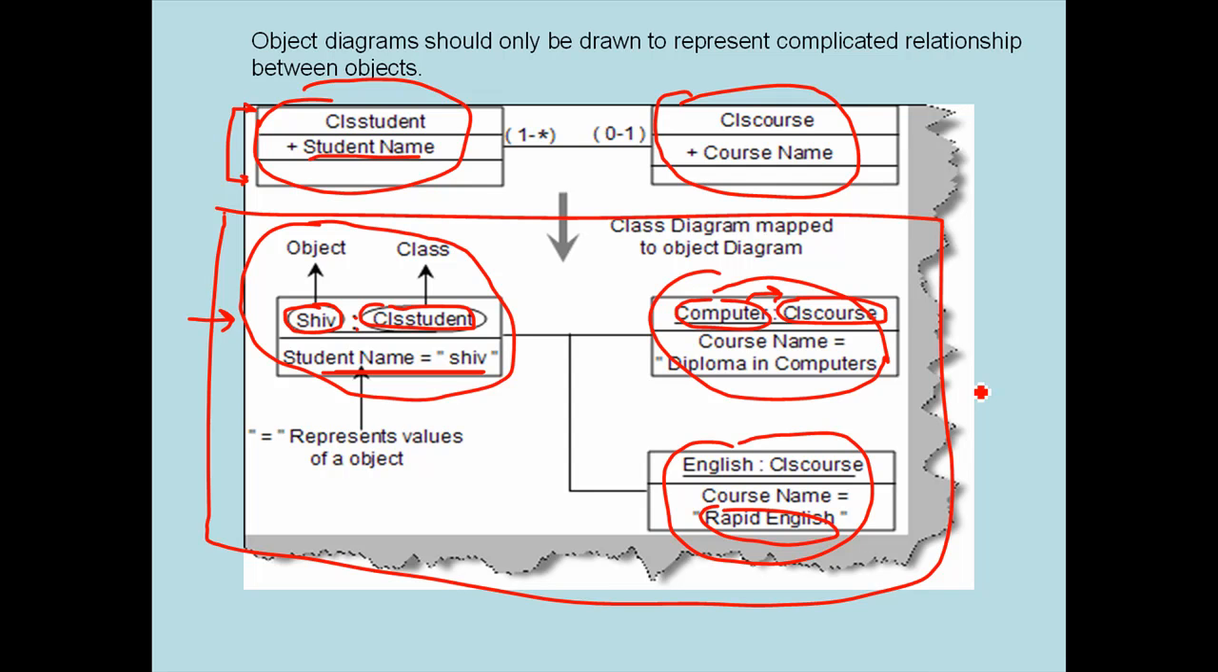So if you see that the relationships are formed at runtime, then you need to use an object diagram. Normally, I see that you can easily show those relationships using class diagrams. So try to avoid object diagrams as far as possible, and only use them when you want to represent complicated relationships between objects.